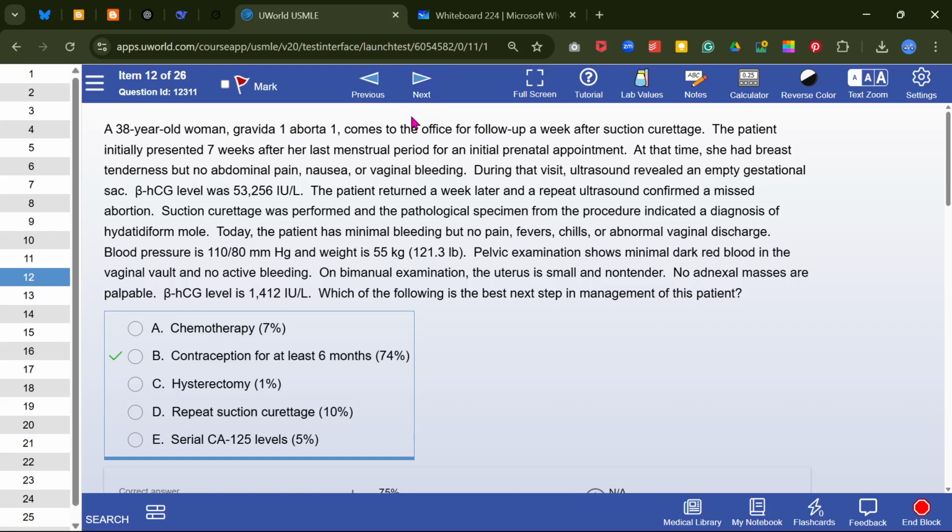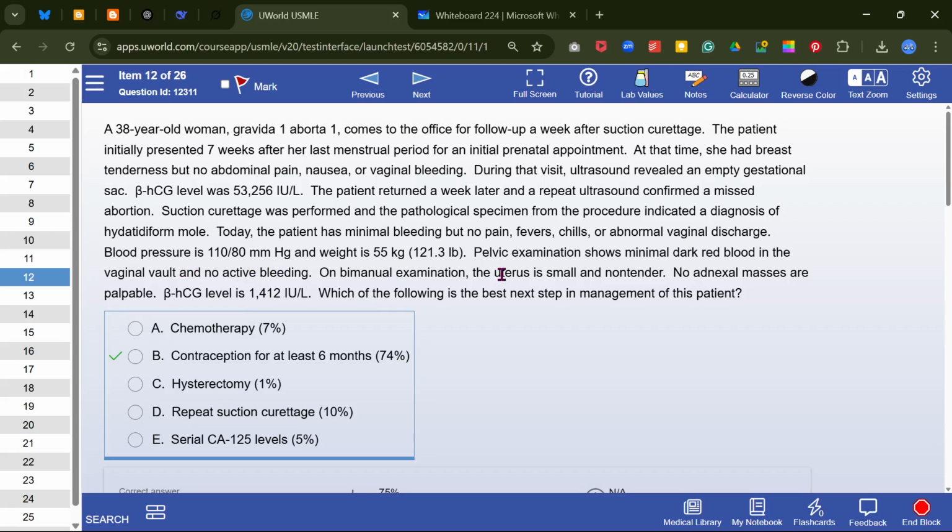Okay, look at this question. A 38-year-old gravida, suction curettage is done. The patient initially presented 7 weeks after her last menstrual period for initial prenatal care. At that time, she had breast tenderness, pregnancy symptoms, but an empty gestational sac. Beta-hCG is very high. Think about hydatidiform mole. So it is hydatidiform mole. Okay, and then the diagnosis was made. Pelvic examination shows minimal dark blood in the vaginal vault and no active bleeding.